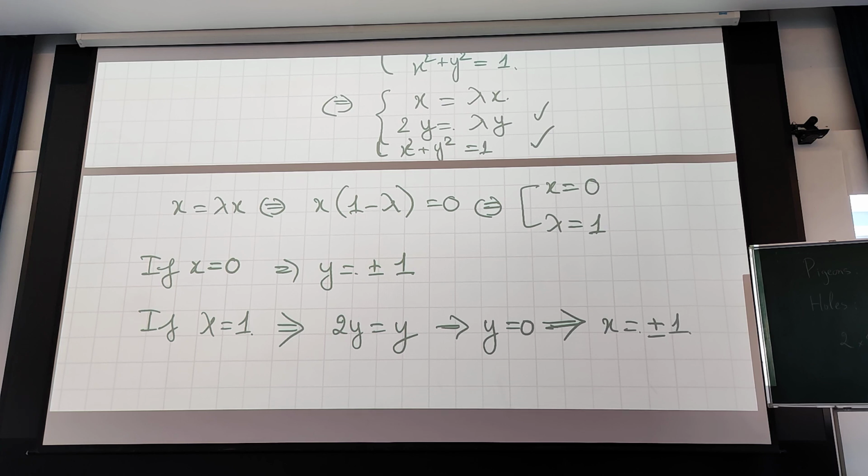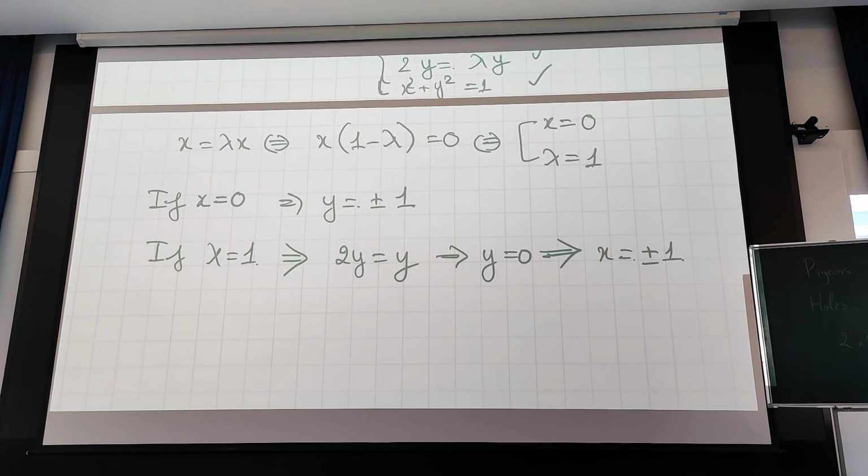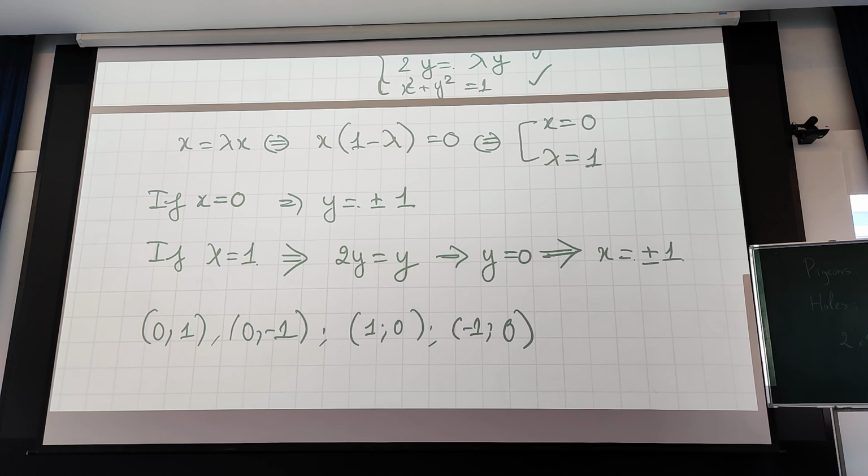Just a program of solving a very simple system of equations. So now let's summarize what we have. For x equal to 0, we have (2, 0), (1, 0), and minus 1. If lambda is 1, we also have 2, 1, 0, and minus 1, 0. You agree? And now we can move to the second step.